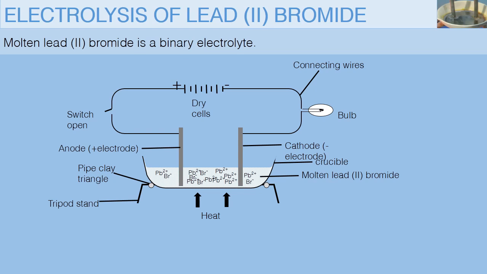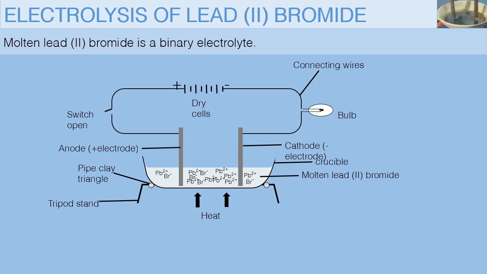Solid lead II bromide does not conduct electricity because the ions in solid lead II bromide are fixed and cannot move from one place to another. However, on heating to above 390 degrees Celsius, lead II bromide melts into a molten state. The ions of lead and bromine will become free and move randomly about the electrolyte.